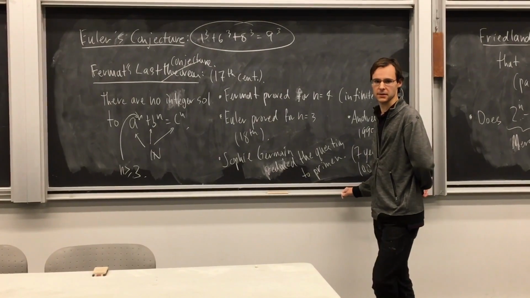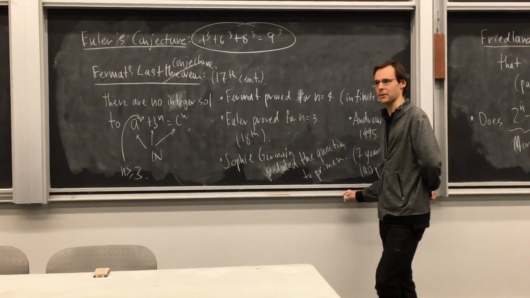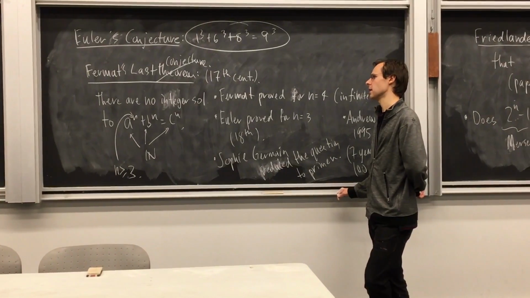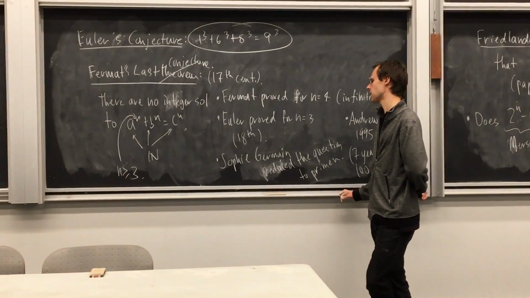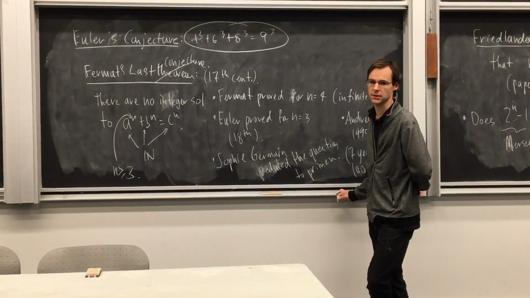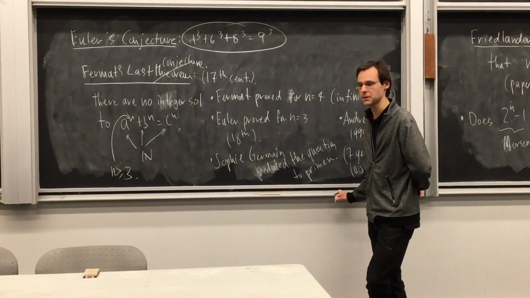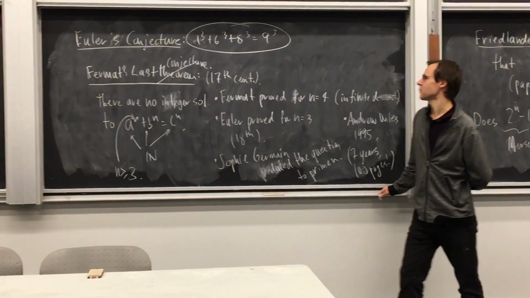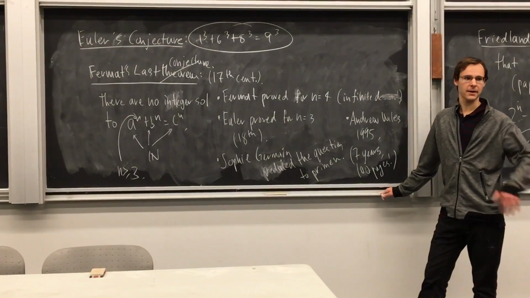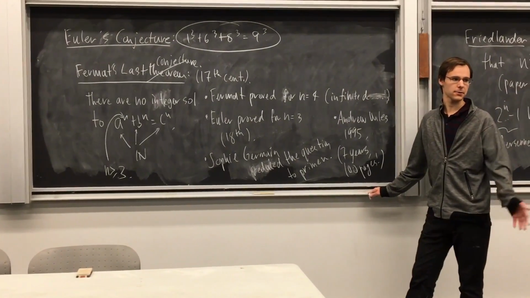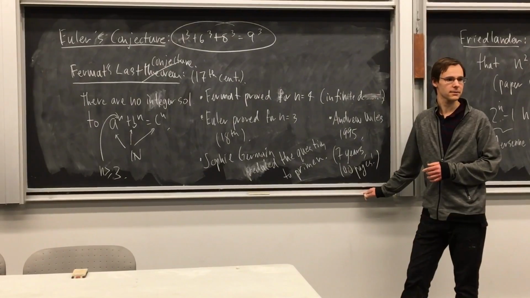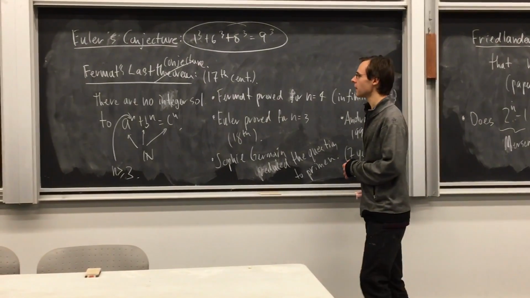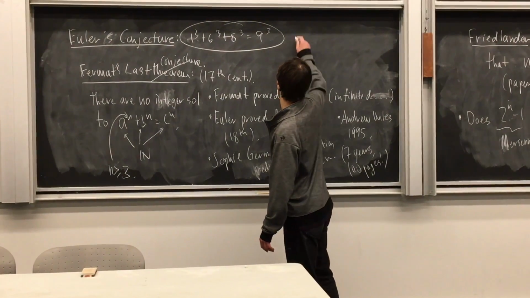Euler also noticed that you can't really have 3 powers of 4 adding up to another power of 4. At least he couldn't find such an example. So he conjectured that maybe you need 4 powers of 4 in order to add up to a power of 4. And then 5 powers of 5 in order to add up to a power of 5, and so on. So that's Euler's conjecture. It was made in the 18th century.